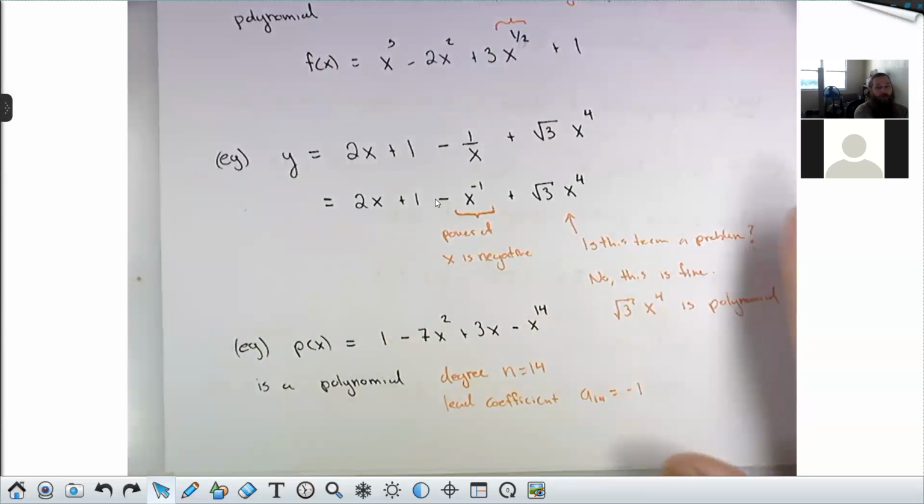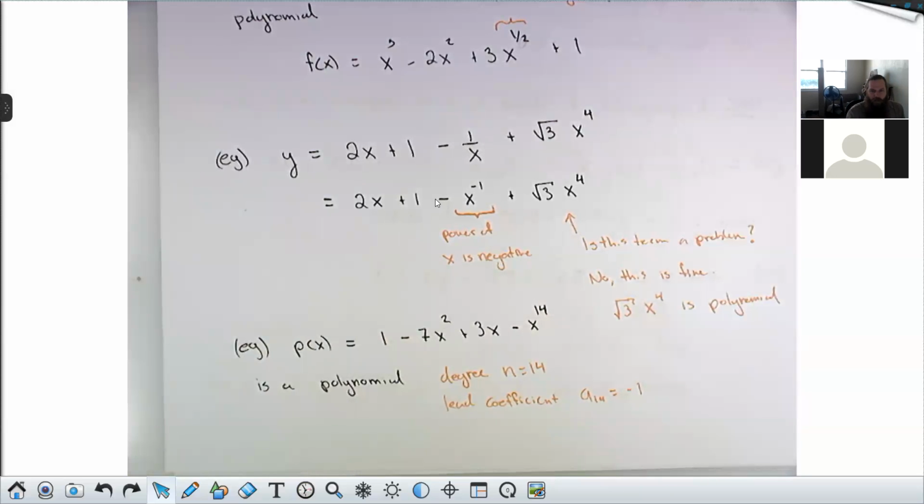So the order you write these things in doesn't matter. The standard way of writing these things is with the largest power first and then going down. But you'll see them written out of order often. And when they're written out of order, that doesn't change the degree or the lead coefficient. So the degree is always the largest power of x that shows up. And the lead coefficient is always whatever number is attached to that largest power. Are there any other questions on these definitions, examples, non-examples?